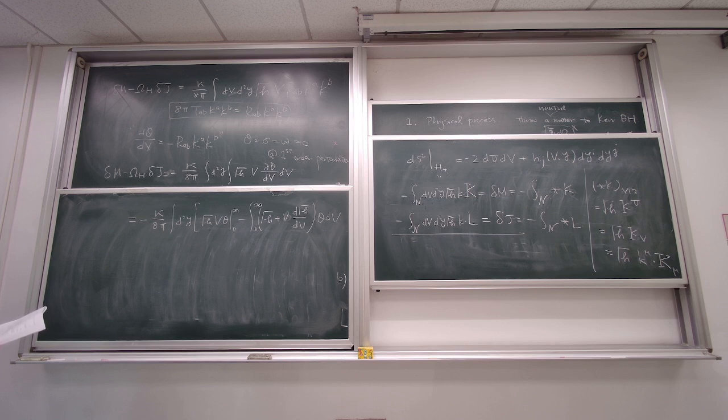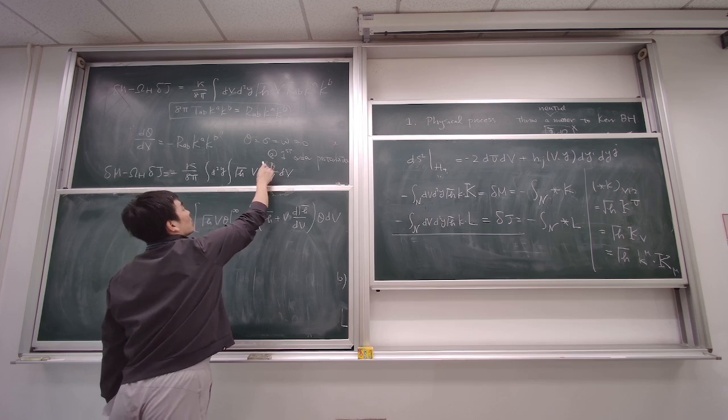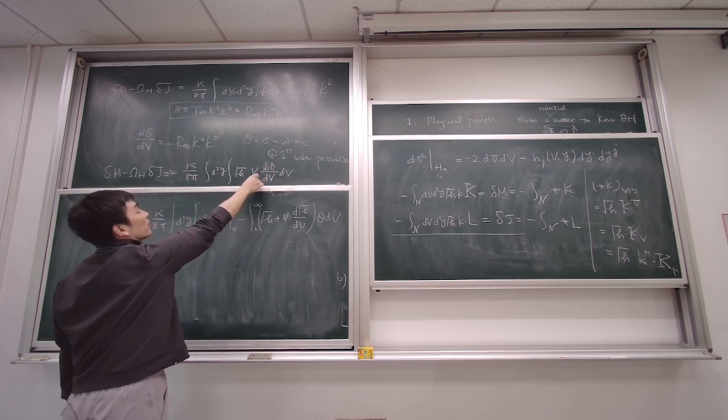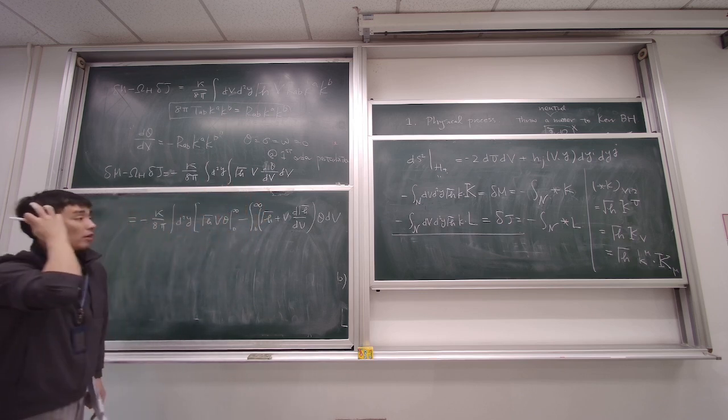Is everything okay? My derivation is okay. It should be okay, right? I hope I don't make a mistake. So it's okay, right? So this is dV. I just plug down into here and then just integrate by parts, you get this one. Okay, fine.